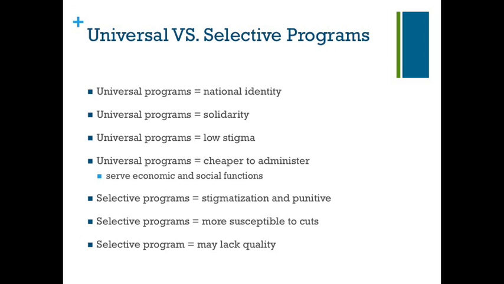So, considering this, selective programs can produce stigmatization or be punitive in nature. They're more susceptible to cuts because they only affect particular parts of the population rather than the population as a whole. And selective programs may lack the kind of quality that universal programs do because administering a universal program is more simple than administering a selective program.